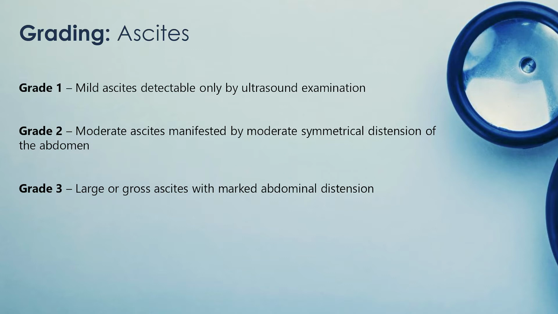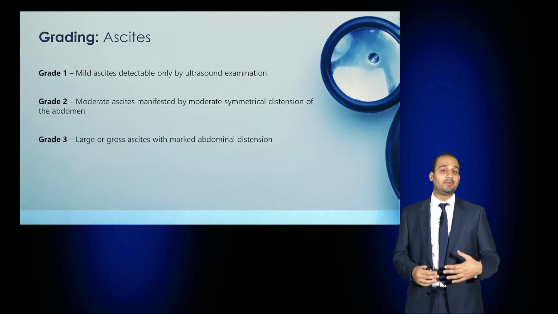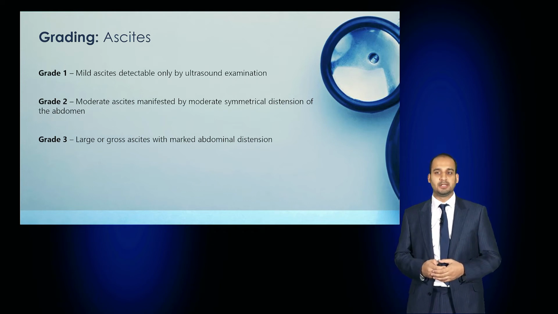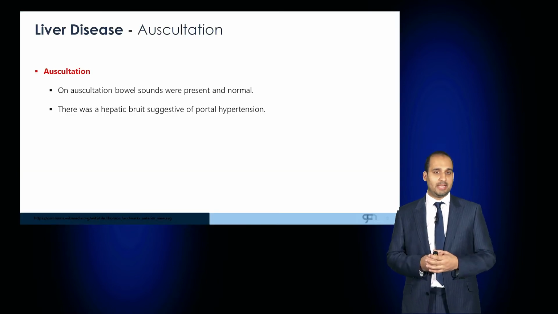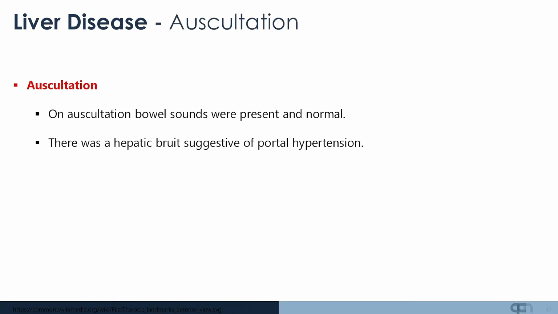Ascites can be graded as grade 1, 2, and 3. Grade 1 is mild ascites detectable only by ultrasound. Grade 2 is moderate ascites manifested by moderate symmetrical distension of the abdomen. And grade 3 is large or gross ascites marked with abdominal distension. On auscultation of the abdomen, you would expect to find normal bowel sounds, but when you auscultate over a failing liver, you may hear a hepatic bruit suggestive of portal hypertension.